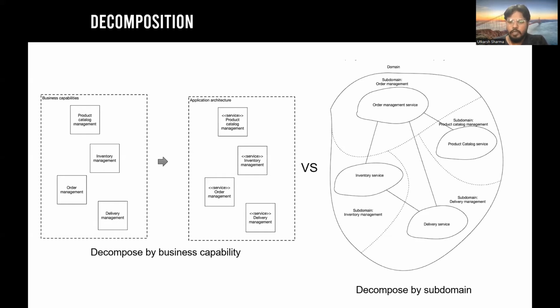While in decompose by subdomain, we have to identify whether this service, this API, would go into the product catalog service, or that service should reside in the delivery service or something. So these kinds of challenges are there, and that takes a lot of to-and-fro meetings with different folks to identify.